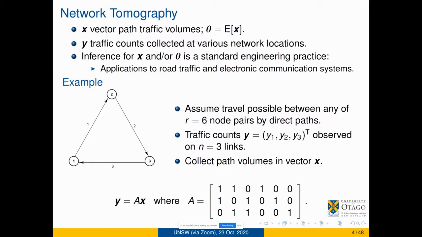And so I say here's a classic tomography problem where the dimensionality of the observed count vector y is rather less than the dimensionality of the vector of interest x, that vector of traffic path flows.